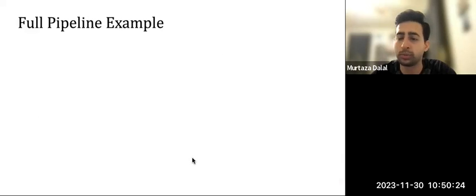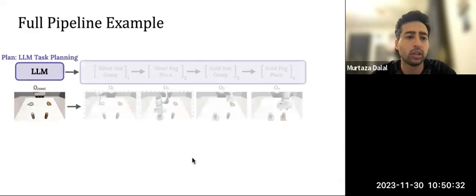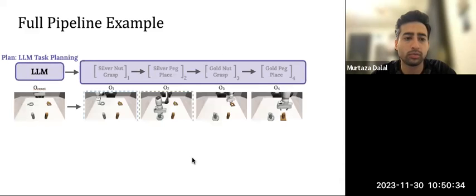So here's a full pipeline example, which we'll walk through very quickly. Given the LLM and the prompt, we output all of the different steps of the plan, which we've seen before. Here's a visualization of all the intermediate poses after executing each of these sub-steps.